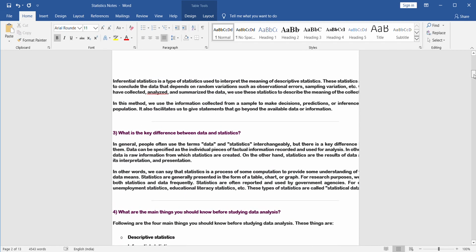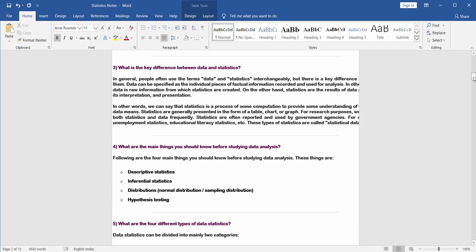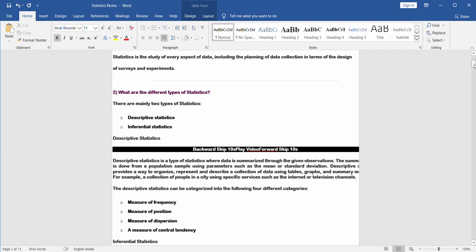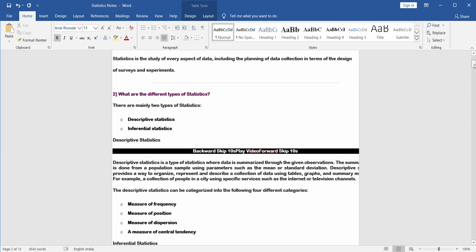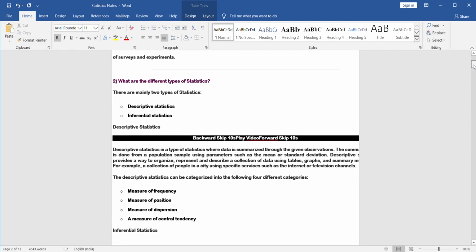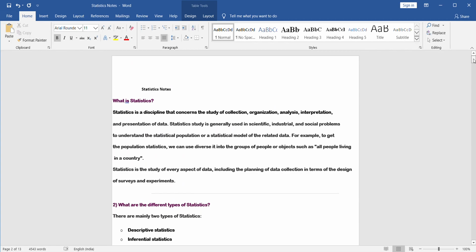What are the major things that you must know before studying data analysis? You must know descriptive, inferential, distributive, and hypothesis testing. Descriptive statistics can be categorized into four different categories: measure of frequency, measure of position, central tendency, and measure of dispersion. Okay, so what is statistics?